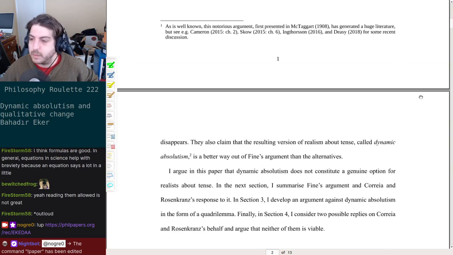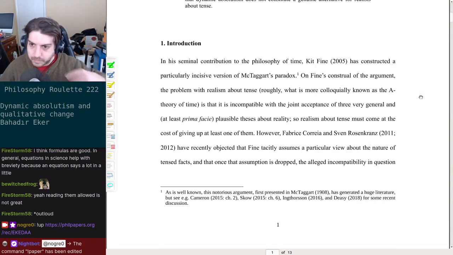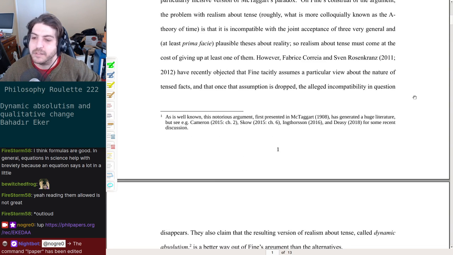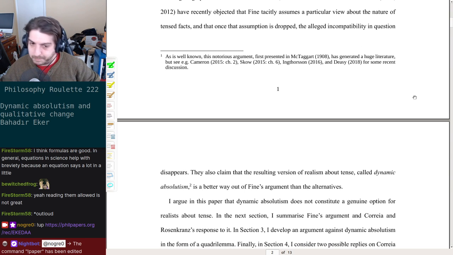Okay, so what we've got going on here is the author, I assume it's a he, actually, I don't know, I shouldn't assume that. The author is going to tell us what the A theory of time is and what Kit Fine's problem with it is, Correia and Rosenkranz's apparent solution, and then the author is going to go and be like, nope, it doesn't work, and this is why.